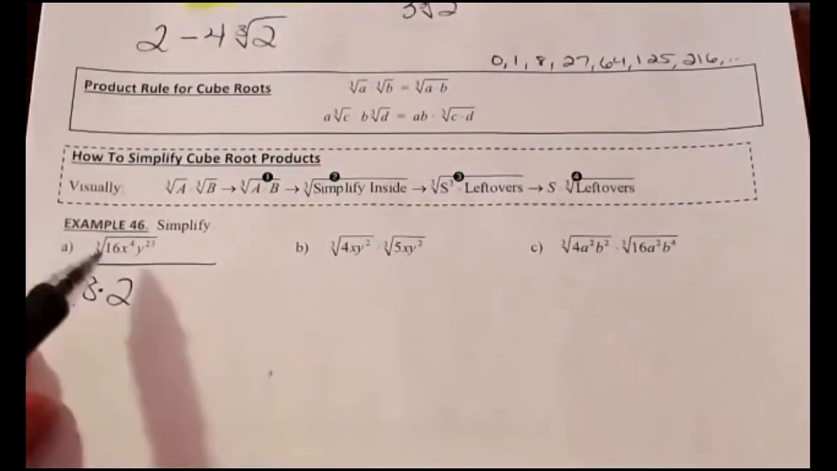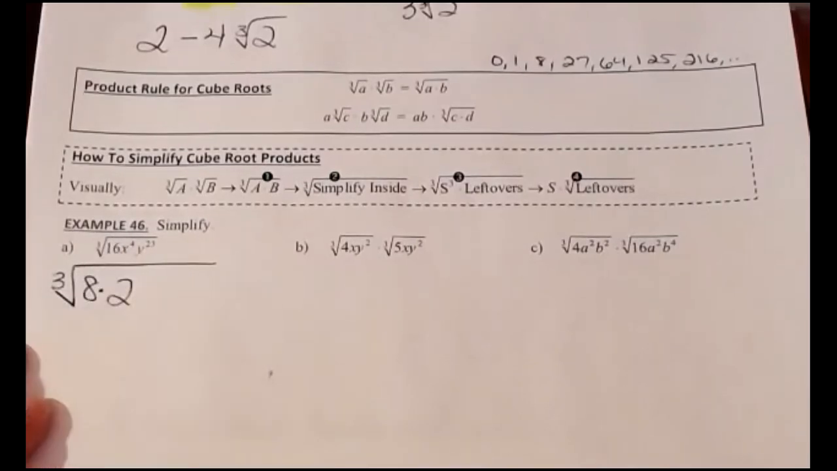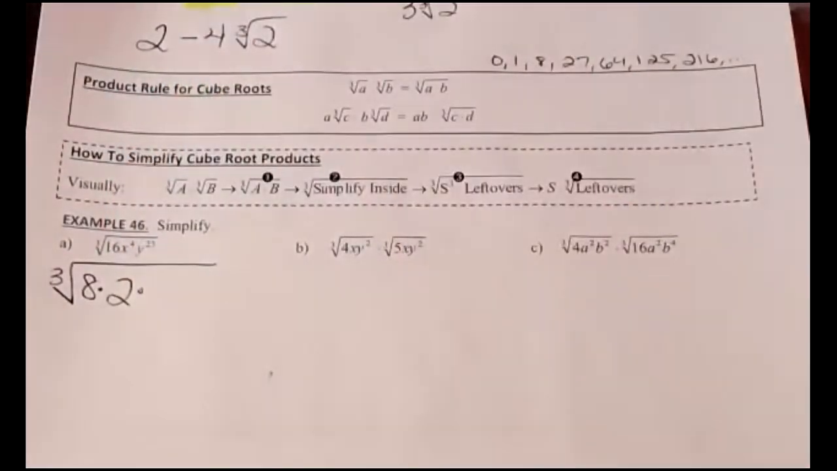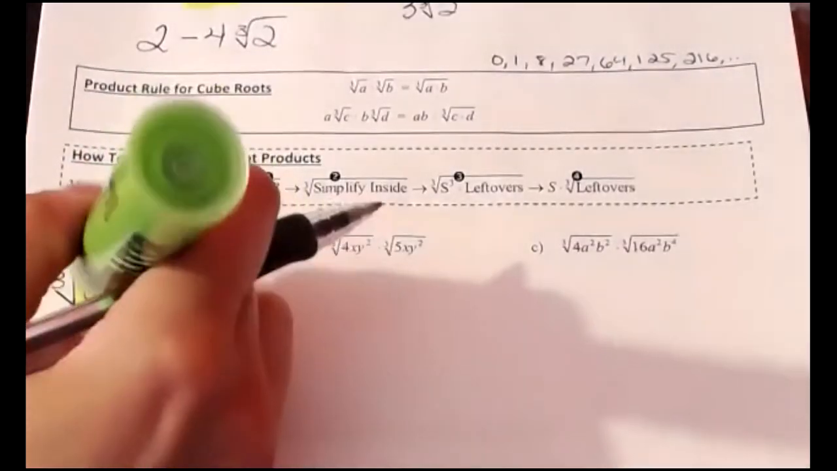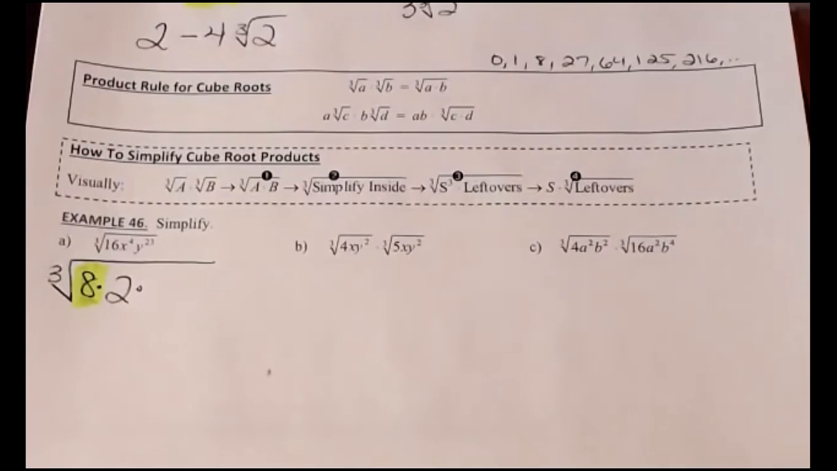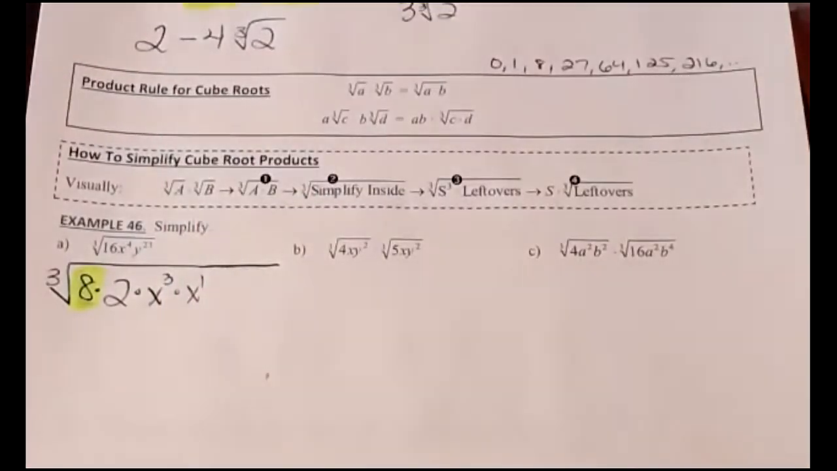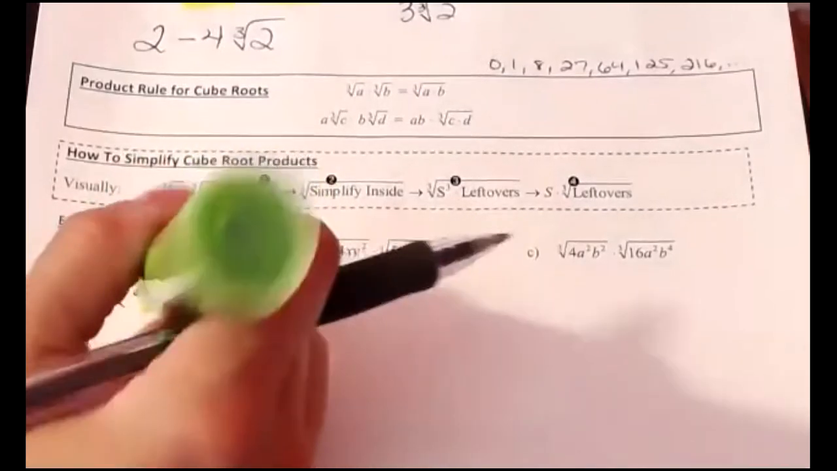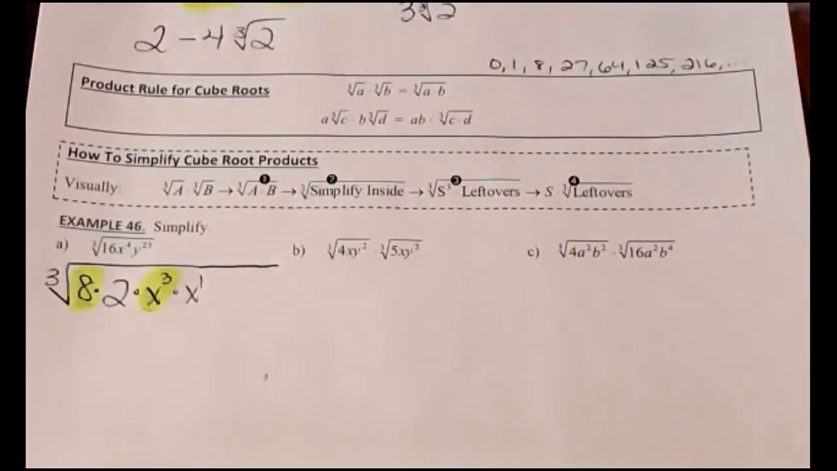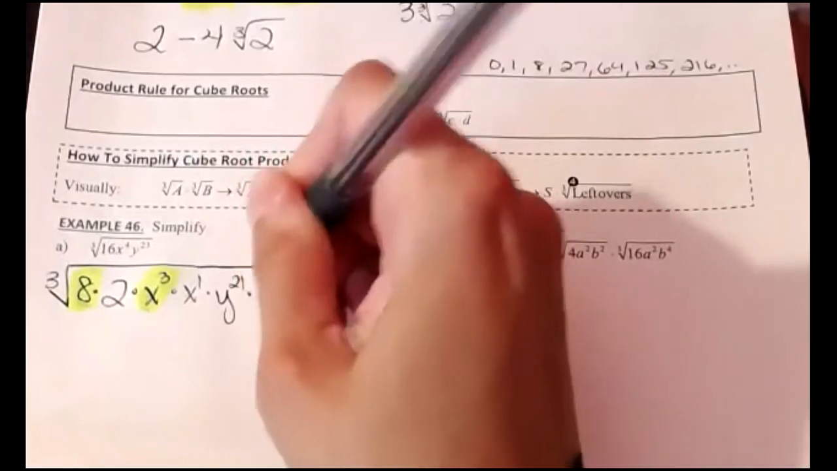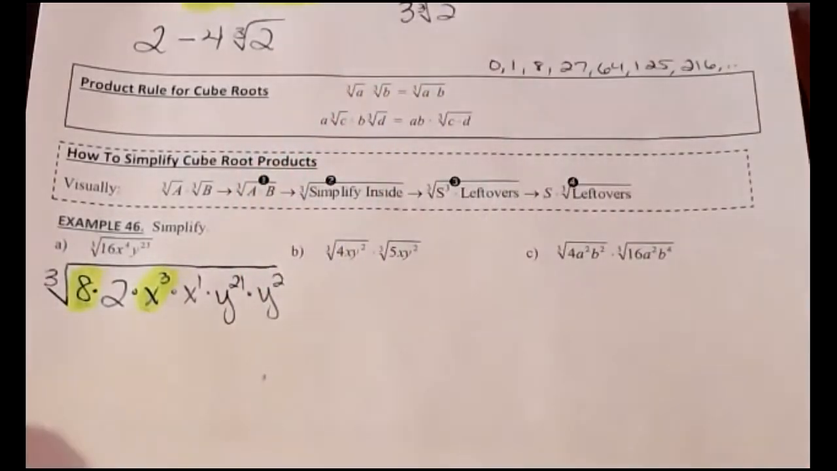Okay, very nice. We have x to the 4th. How should we break down x to the 4th? Make it x to the 3rd and x to the 1st. Very nice. Someone else, how do we break down y to the 23rd? Yes, awesome. Y to the 21st, y to the 2nd. Beautiful.